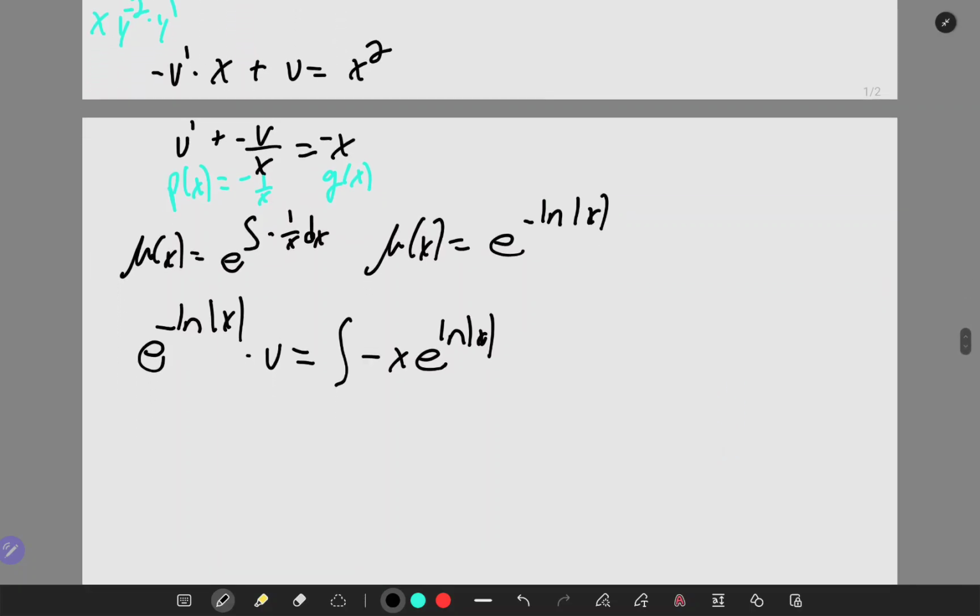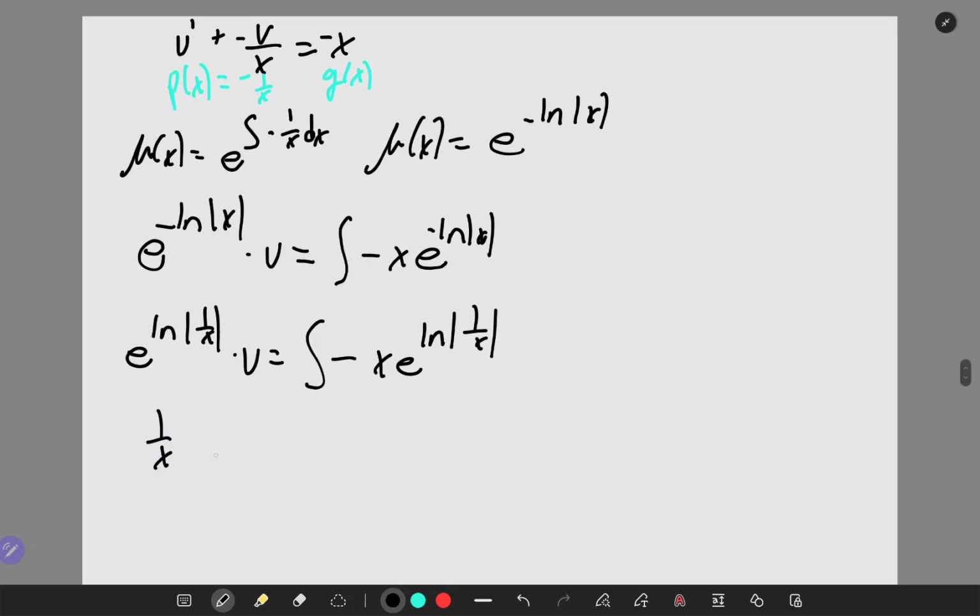Okay, but now I just noticed something as well. We can simplify these e to the negative ln x, because we know by the log rules, whenever you exponentiate a log, it just becomes whatever is on the inside of the log. But we have that negative out front there, so that's e to the natural log of the inverse of x, or 1 over x, times v is equal to the integral of negative x e to the natural log of 1 over x. That can become just 1 over x times v, right? Times the integral of negative x times 1 over x. And guess what? Those cancel.